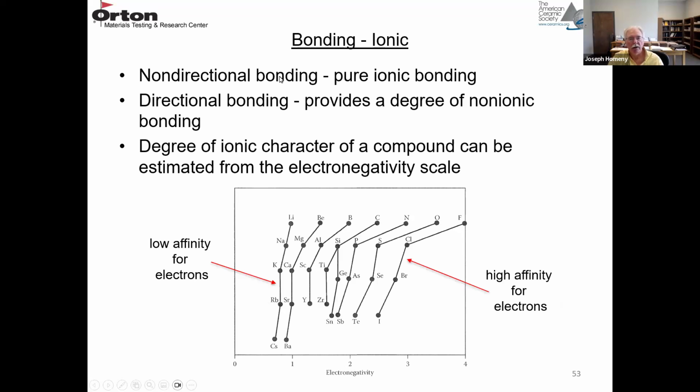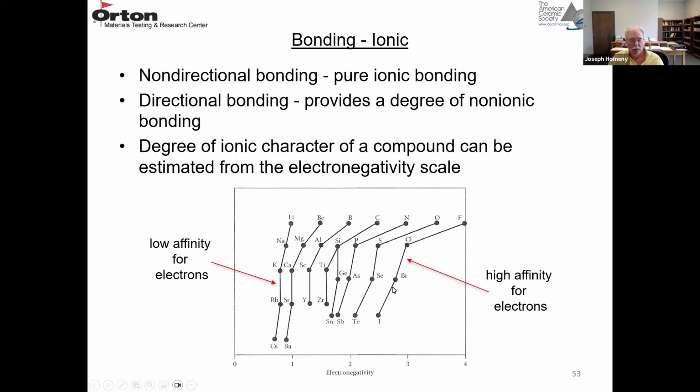Ionic bonding is non-directional if it's pure ionic bonding. And when there's some degree of non-ionic bonding, you have some directional bonding. Non-directional bonding is just packing of the anions and then filling the interstitial sites with the cations. So there's a degree of ionic character, and we can estimate that degree of ionic character from the electronegativity scale.